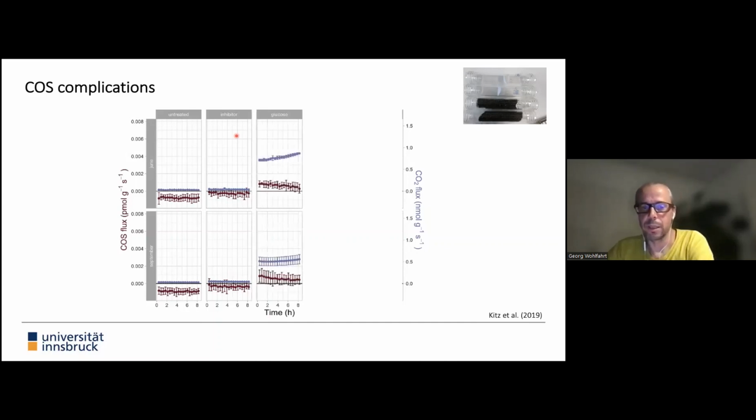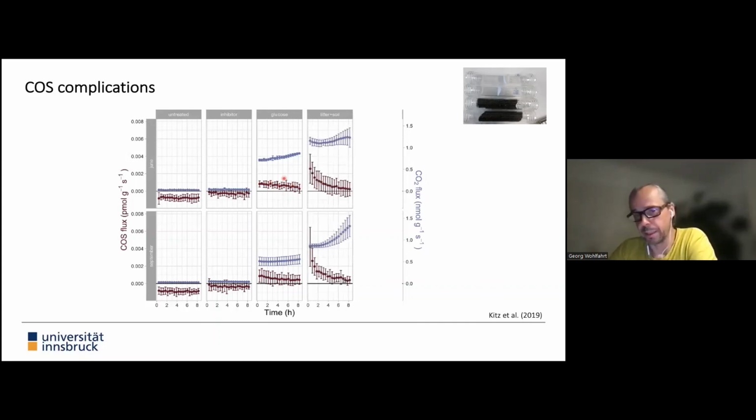Then he would apply glucose to the soil, basically adding an abundant supply of readily available carbon to the soil. As expected, adding this readily available carbon increased the soil CO2 flux, and interestingly, it flipped the sign of the COS. So now the soil started to emit COS.